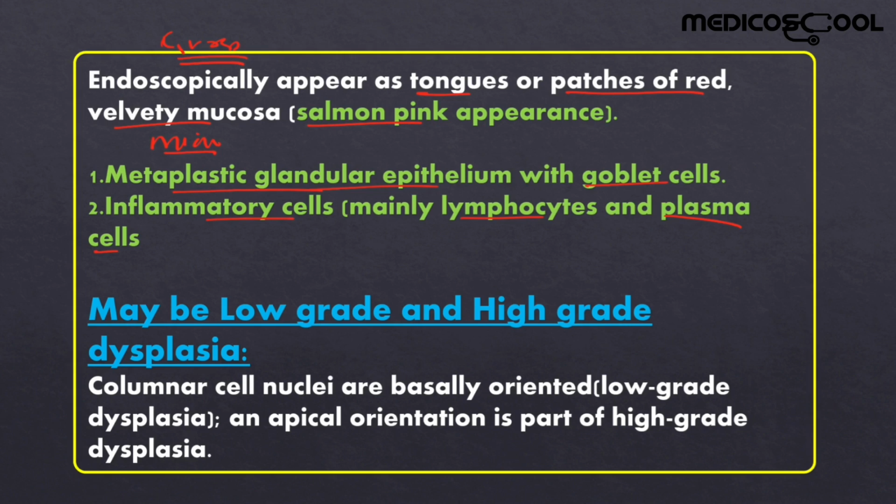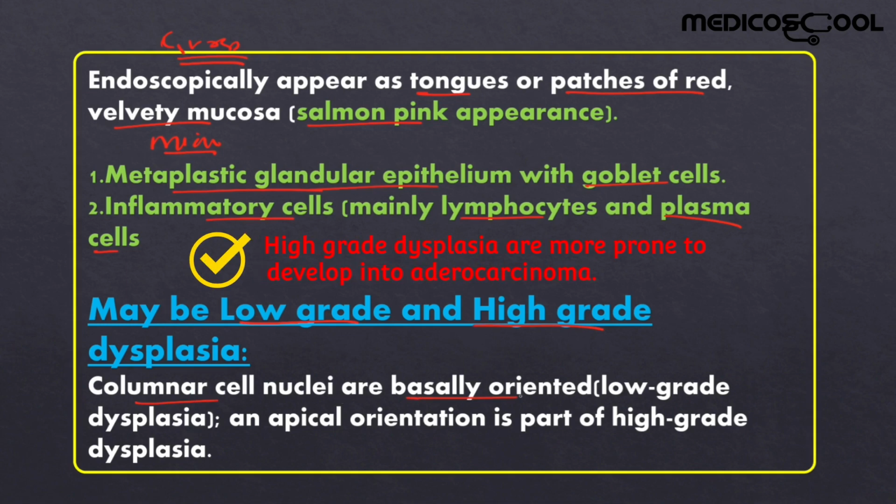Now, this Barrett esophagus may have low-grade dysplasia or high-grade dysplasia. How to differentiate between low-grade and high-grade dysplasia? Whenever the columnar cell nuclei are basally located, it is low-grade dysplasia. But when they attain an atypical orientation, that is a part of what? High-grade dysplasia.